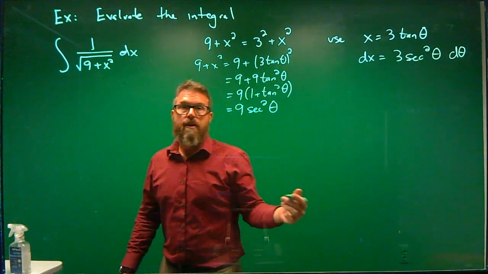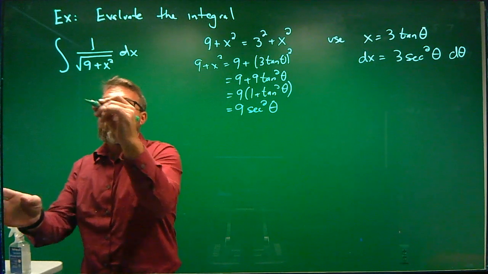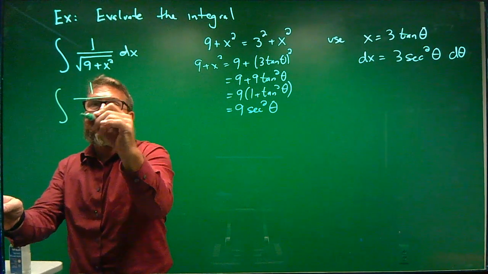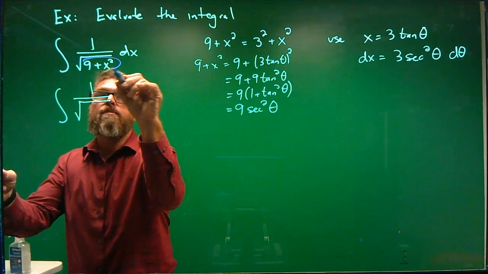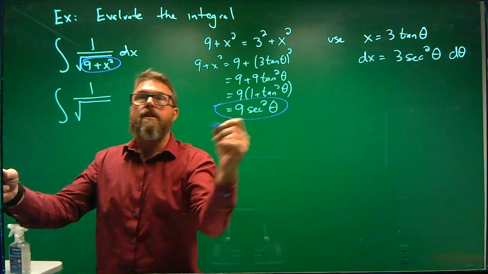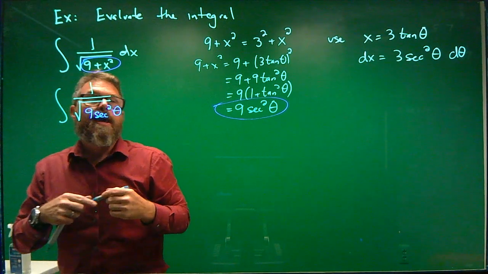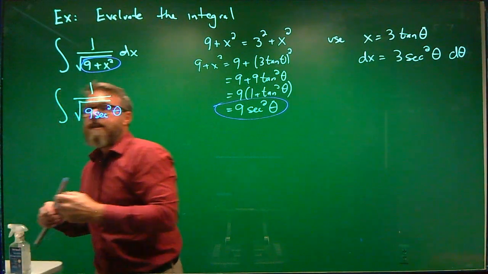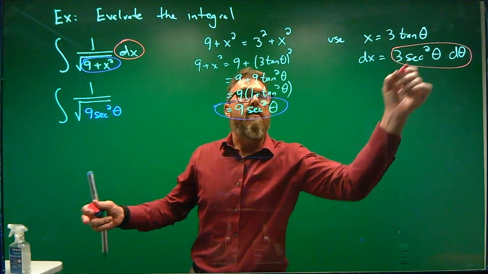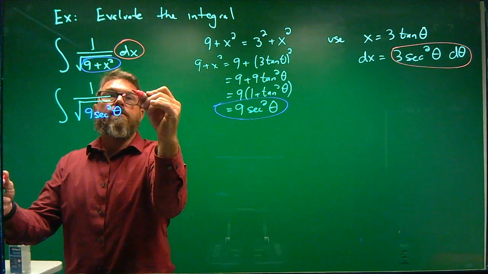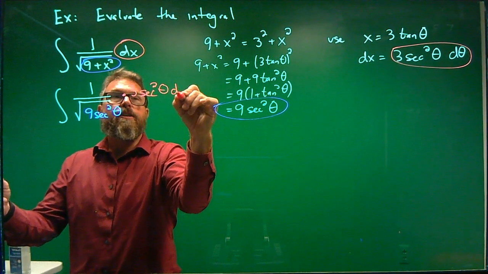So now substituting everything back in here. What I know is 9 plus x squared is the same thing as 9 secant squared. So this is going to be the integral of 1 over the square root of, again, let's do this in colors to make sure that this piece right here is equal to this. So that's going to be equal to 9 secant squared theta. And then what I do know also is that your dx is equal to this piece right here. So this is going to be times 3 secant squared of theta d theta.